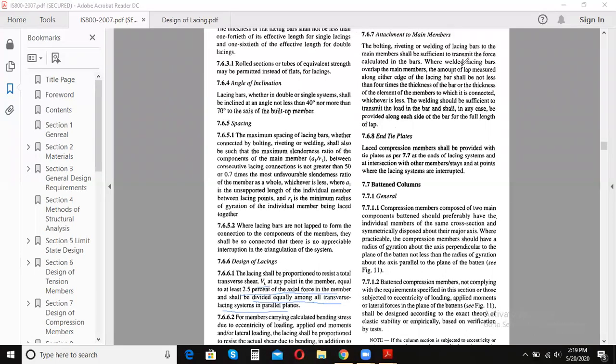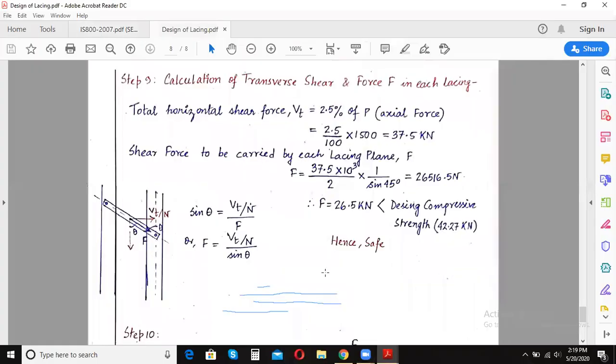Okay, so Vt will be acting in the horizontal direction because it is the shear force. And how to calculate Vt? It is equal to 2.5% of P. And how much is P? P is our factored axial load, okay, which is equal to 1500 kilonewton. This is already given in the problem, right? So if you calculate it, the value of Vt is coming out to be 37.5 kilonewton.